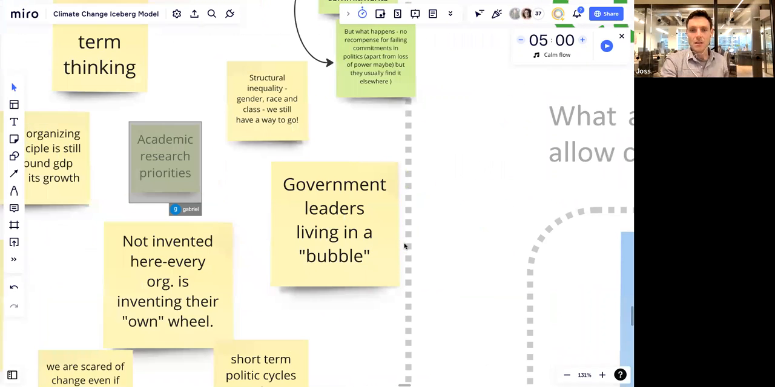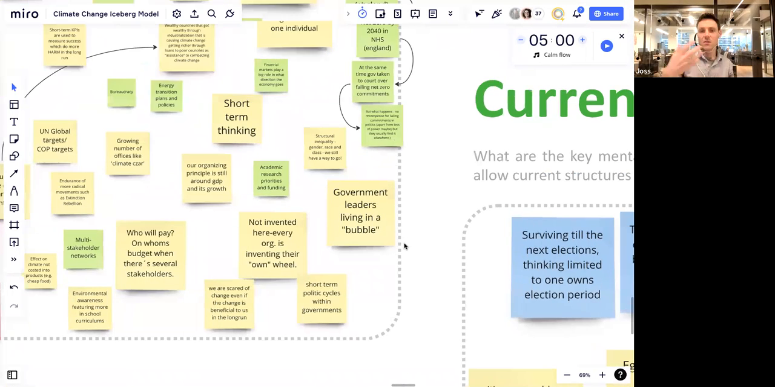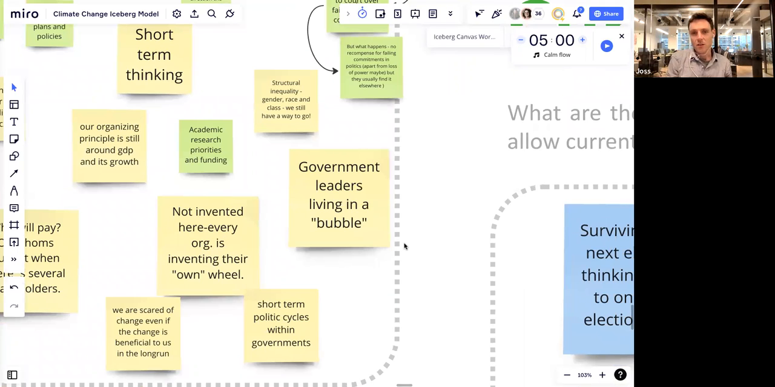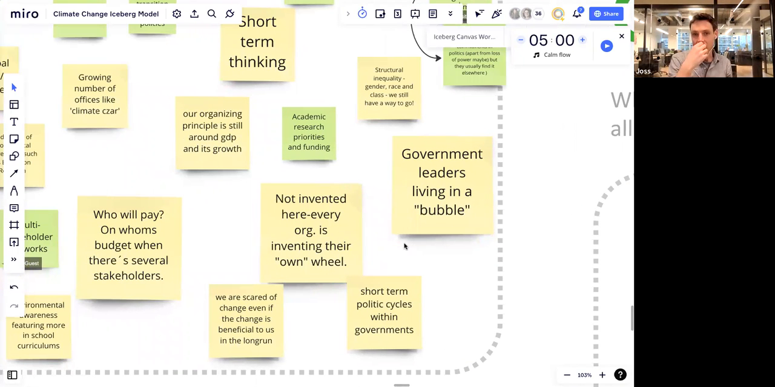Let's see, government leaders living in a bubble. Yeah, in some ways, but it's also their institutions, isn't it? The structures they're part of and maybe not adapted to this kind of challenge they face. So short-term policy cycles within government. Yeah, that's an example of a structure that's not really adapted or aligned with the kind of challenges we're facing here. Not invented here, every org is inventing their own wheel. Yep, recreating the wheel. I guess that's speaking to a lack of collaboration.